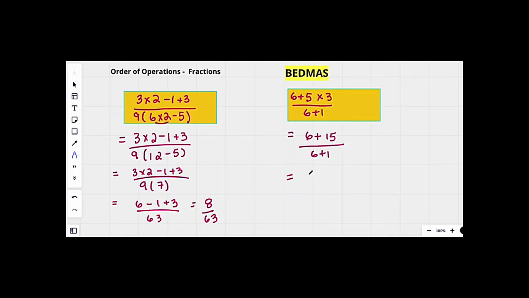So 6 plus 15 is 21. 6 plus 1 is 7. And so the answer is 21 over 7, which we can simplify further to a 3. Why? Because 21 can be divided by 7 3 times. So right now we have it as an improper fraction. We can just turn it into a whole number right there. And there we go. That is the end of that.